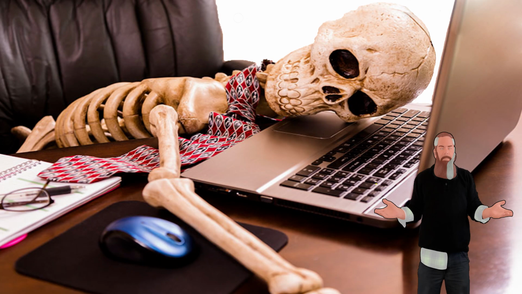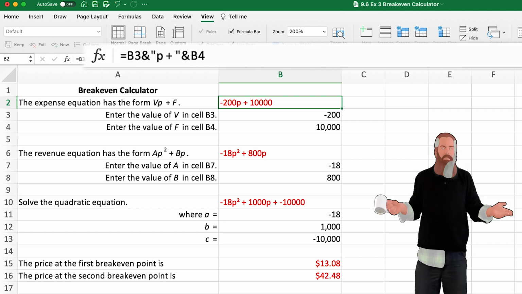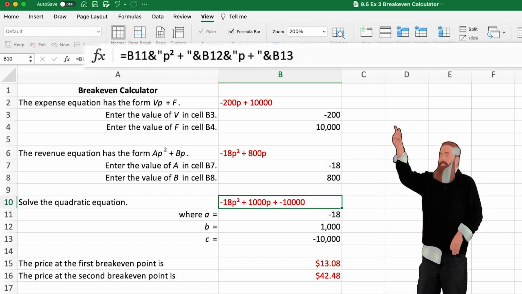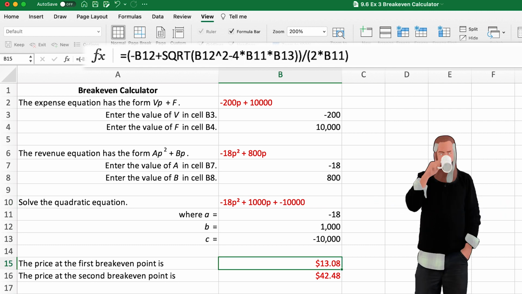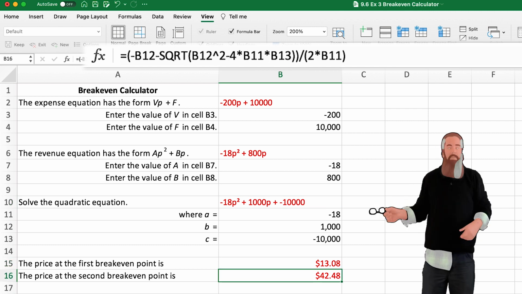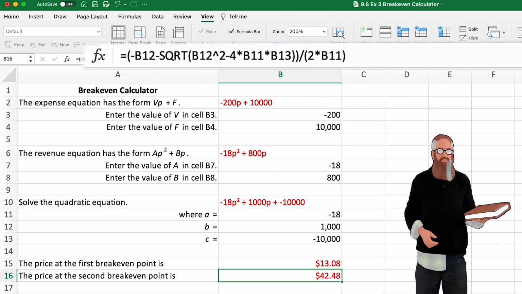We have an Excel spreadsheet that will allow us to do this. In the command bar, you can see what I put in as the B2 equation. You can also, in the command bar, see what I put in the B6 equation, the B10 equation, as well as what I put into B15 and B16. This is going to give us the prices of $13.08 and $42.48.